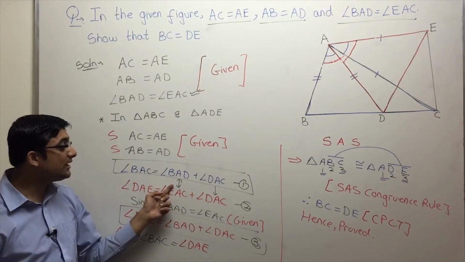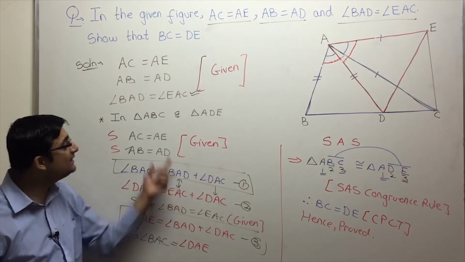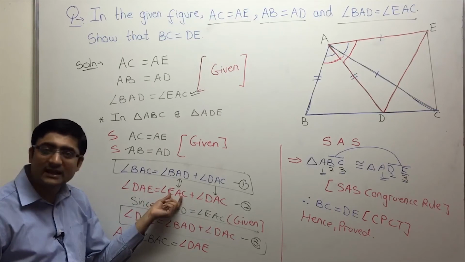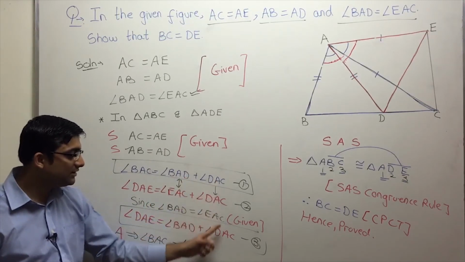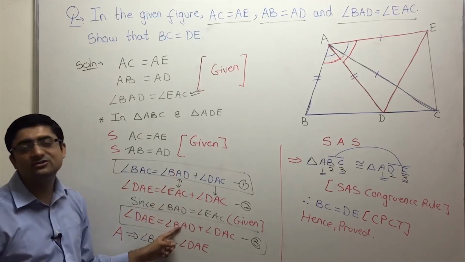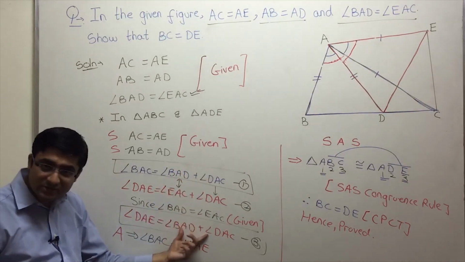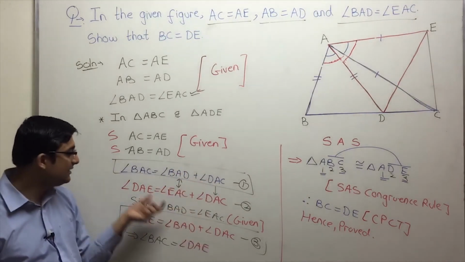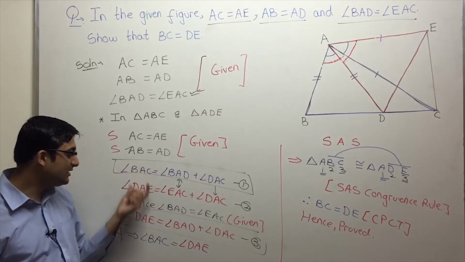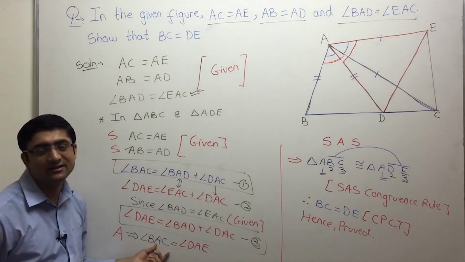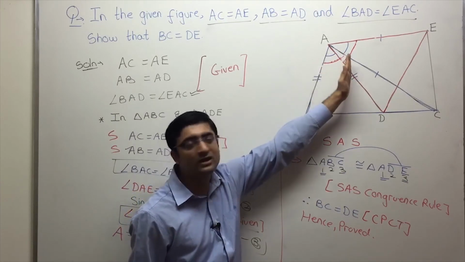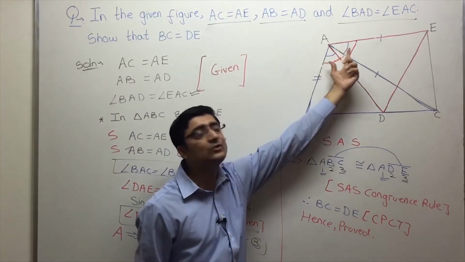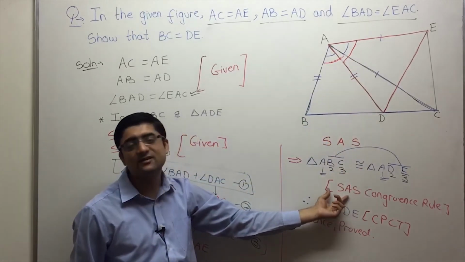What about these 2 angles? These 2 angles are equal. Why? It is given to me. So I can replace angle EAC by angle BAD. So if you notice in these 2 equations, these 2 angles match, these 2 angles also match. So in these 2 equations, since the right hand side is the same, left hand side has to be the same. So angle BAC is equal to angle DAE, which is nothing but the included angle. So in these 2 triangles, 2 corresponding sides are equal and the included angle is also equal. So by SAS criteria they are congruent.